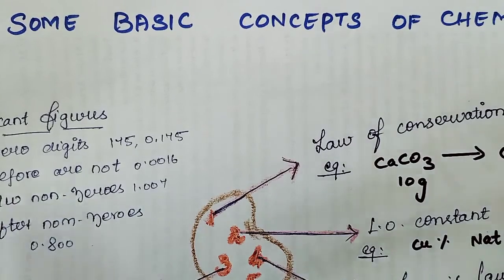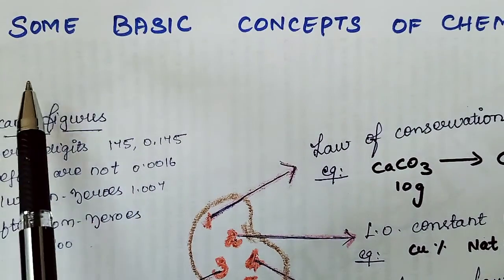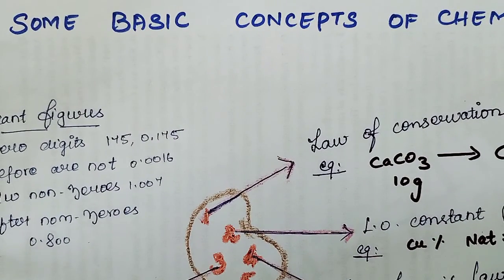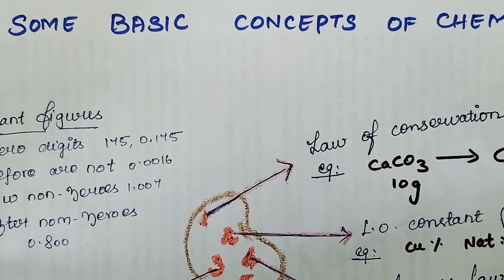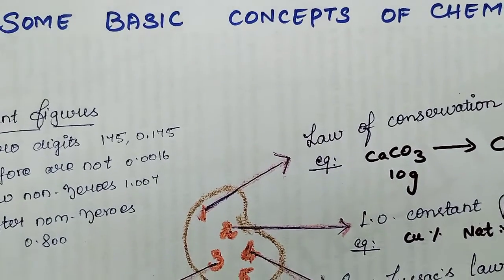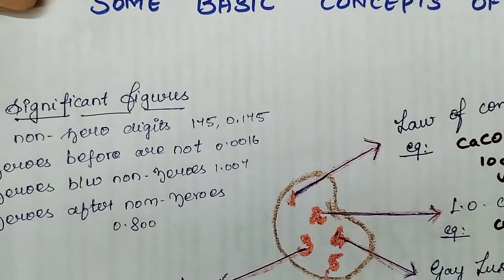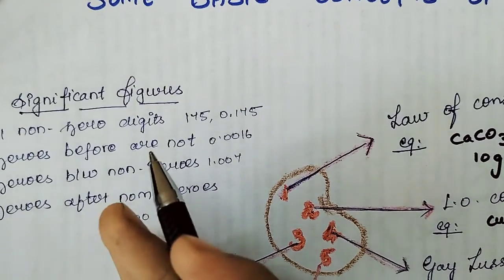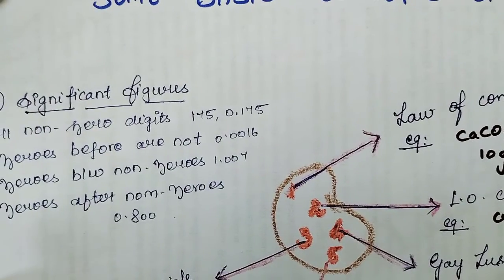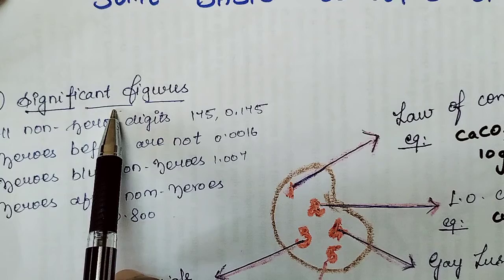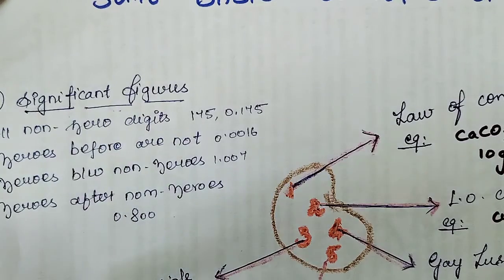Friends, today we will start and finish the new chapter, some basic concepts of chemistry, and try to complete it in half an hour to 45 minutes. Okay, so let's start. First, I have covered most of the formulas in this video which were asked in the previous year questions. Most of the questions start with the topic significant figures.